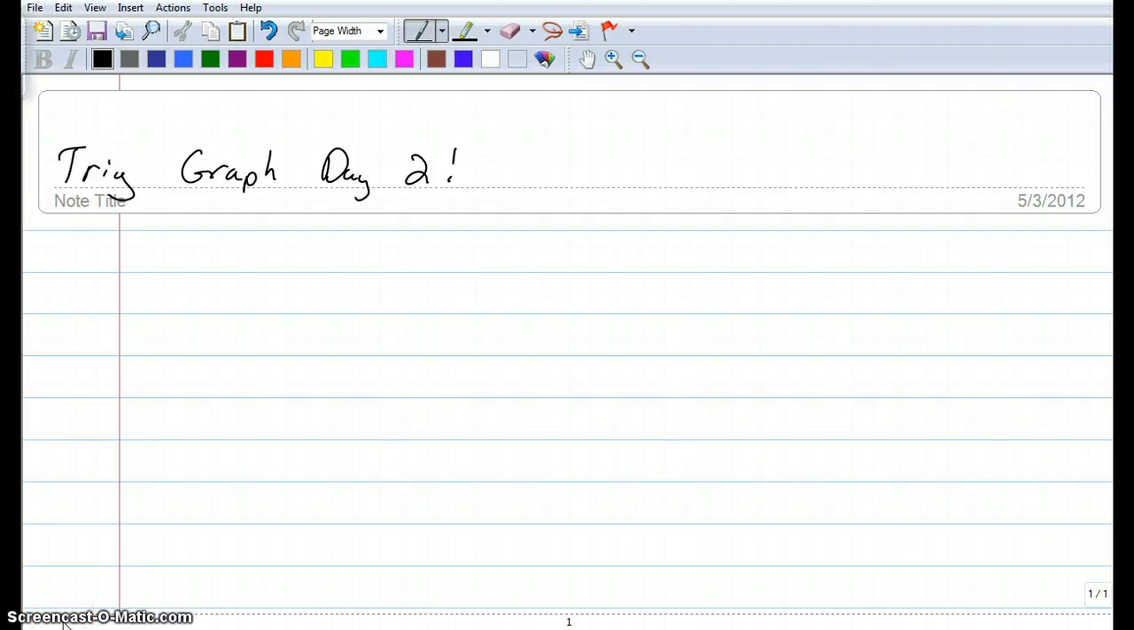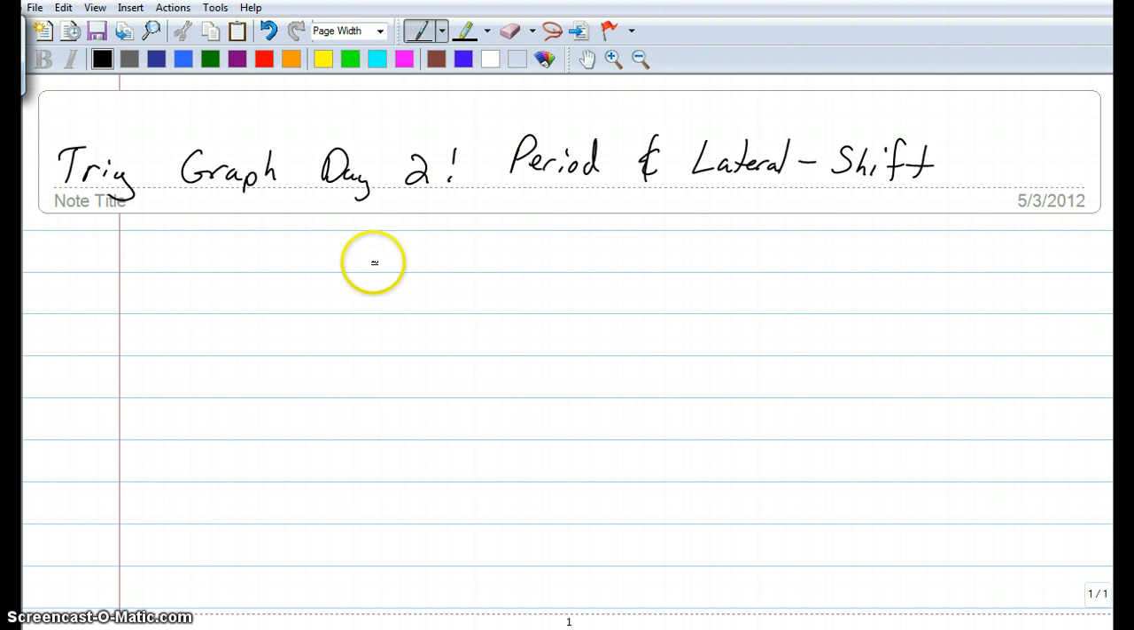All right, today is Graphing Trig Day 2. And what we're going to talk about today are adjusting the period and the lateral shift. Yesterday we talked about the general equation for graphing sine or cosine. I'm going to write just sine, but remember it's also including cosine. Y equals A times sine of B times the quantity x minus C plus D.